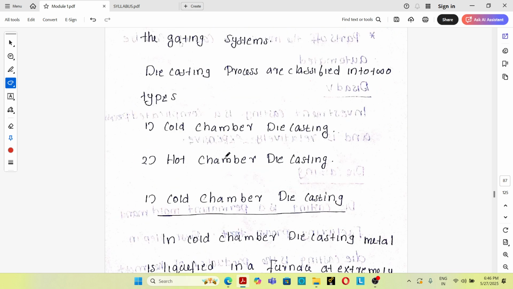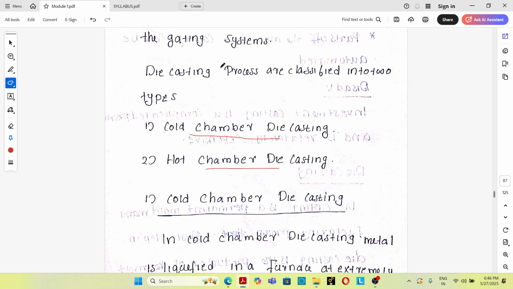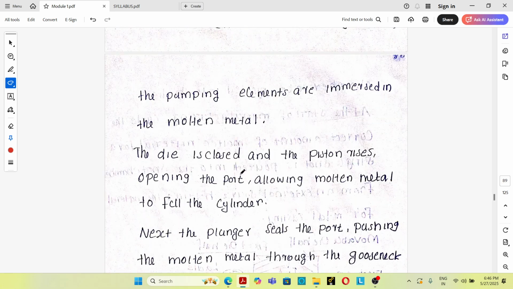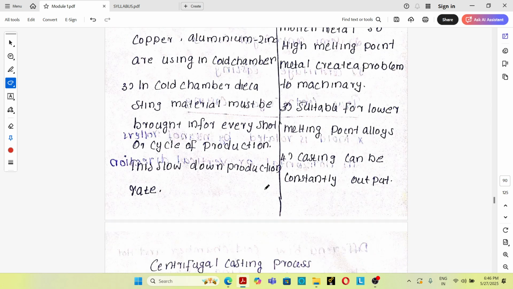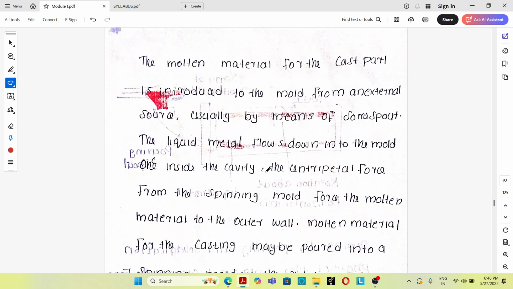And we have a die casting process. That's a very important one. In die casting process, we have to study two types, cold chamber die casting process and hot chamber die casting process. Die casting process is commonly used, widely used in automobile application. That's the importance of die casting process. After die casting process, you have to study centrifugal casting process. In centrifugal casting process, we have to study three casting processes. First one, true centrifugal casting. Second one, semi-centrifugal casting. And third one, centrifuge casting.